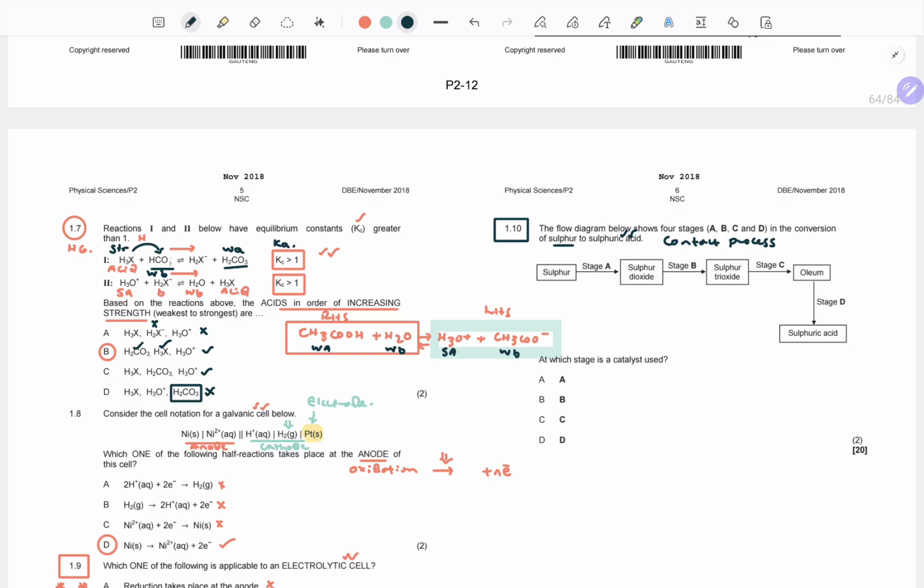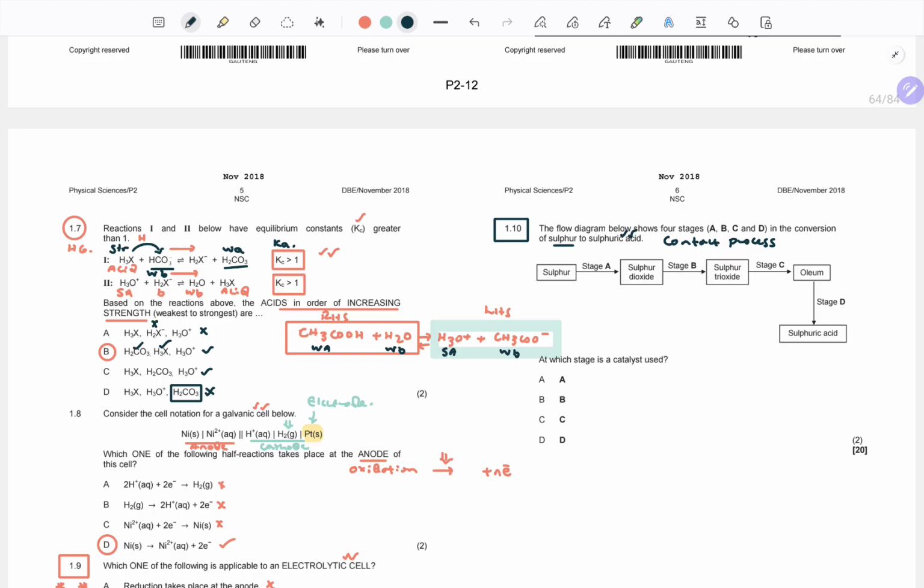Anyway, guys, the question says, okay, we've got sulfur going through stage 1 into sulfur dioxide gas. So this is the oxidation of sulfur in air. We just burn it in air. Then we get this one, and then we've got stage 2 when we form sulfur trioxide. Then stage C, it forms oleum, and then it comes down to sulfuric acid. By the way, that oleum, I think it's sulfurous acid, but it's another name for it. Doesn't really matter after all.